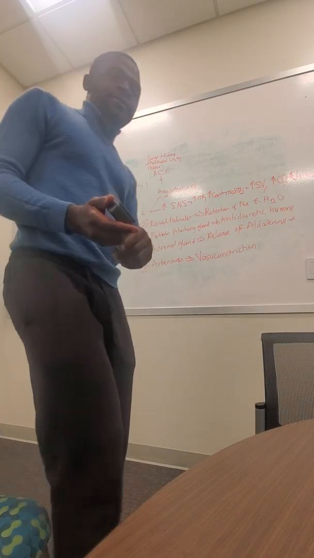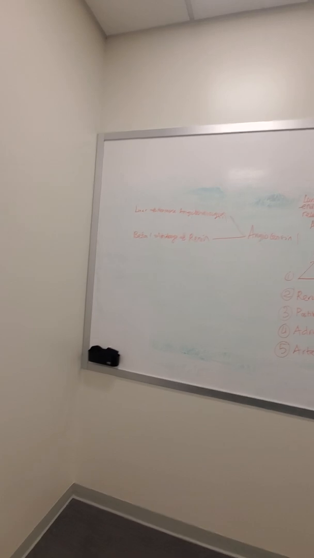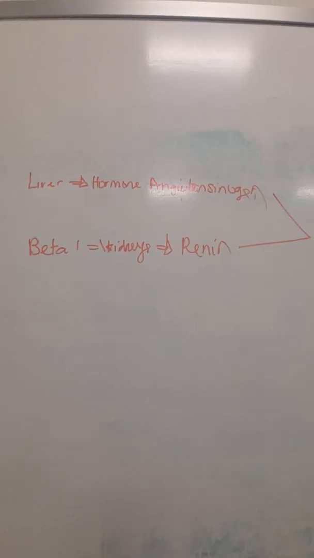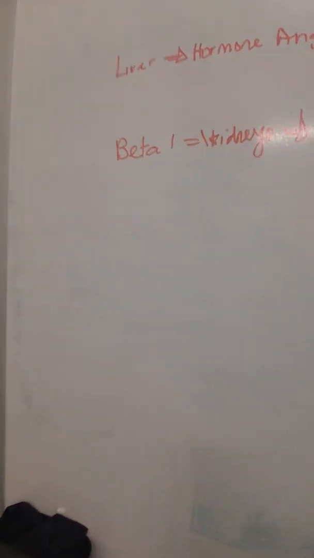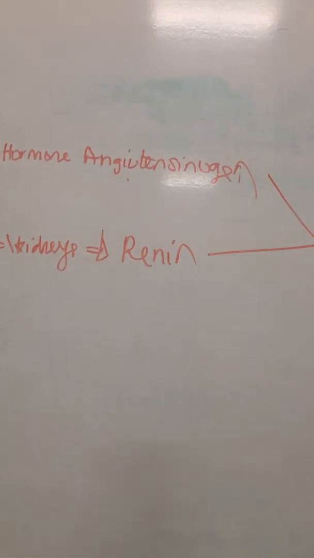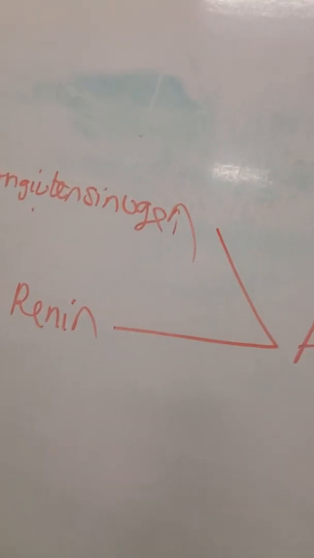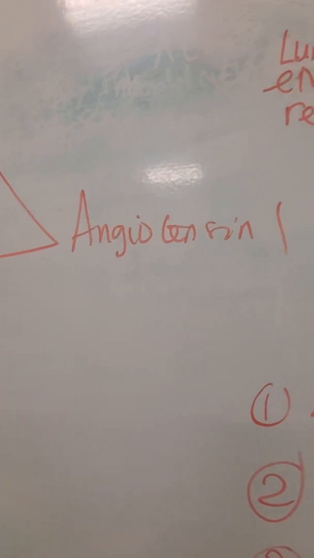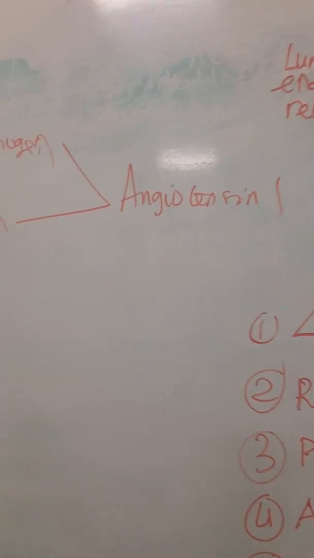So hopefully this helps you. I'm just going to hold the camera up, go over it one more time. Low blood pressure causes the liver to release the hormone angiotensinogen. Beta 1, also found in the kidneys, causes the kidneys to release renin. Renin reacts with angiotensinogen to create angiotensin 1.